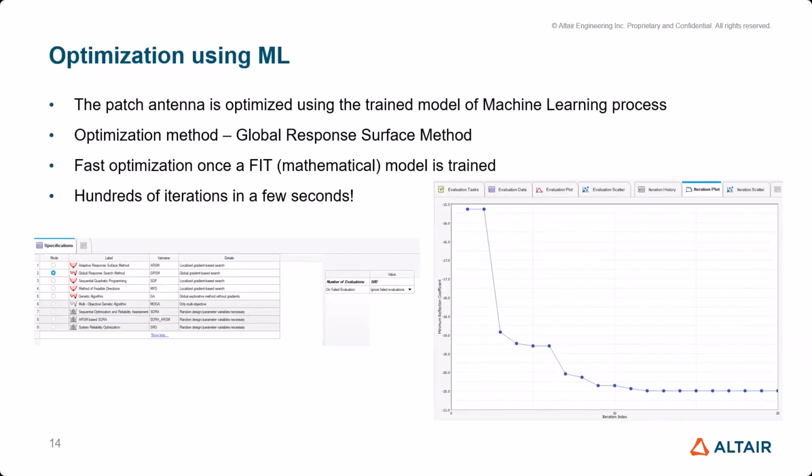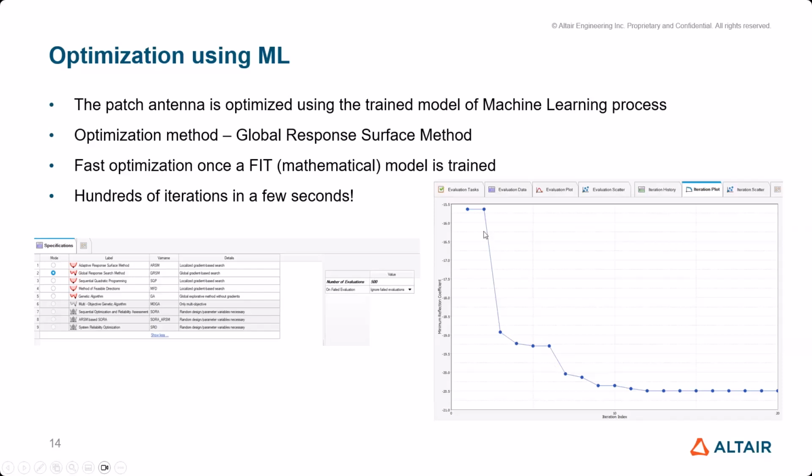And apart from that, once your mathematical model is trained, the optimization that you run then is very fast. Here you can see that the number of evaluations that I ran this model for was 500, and that ran within a couple of seconds.